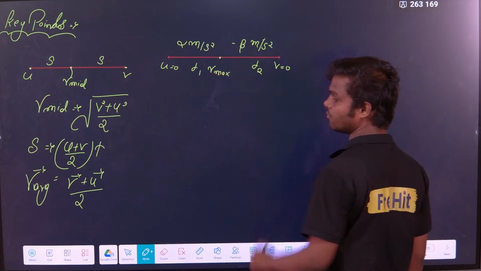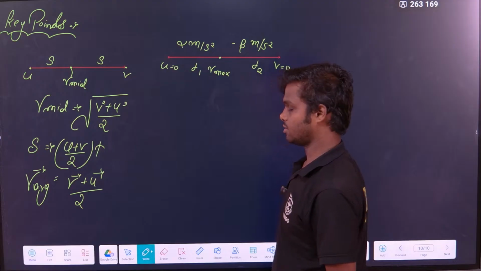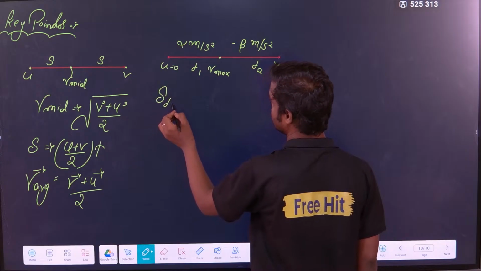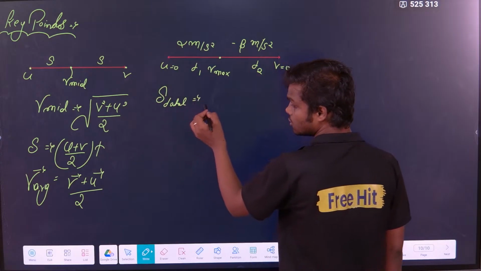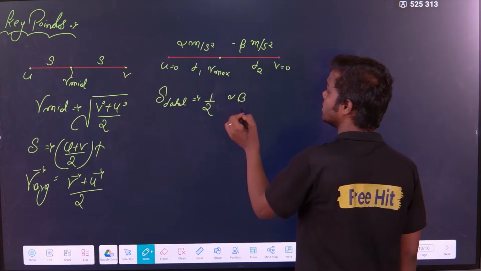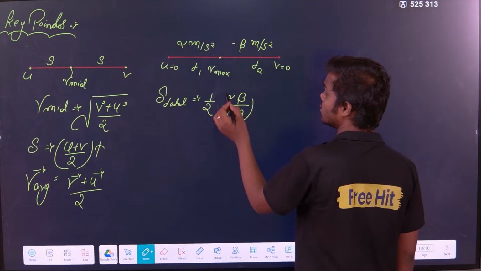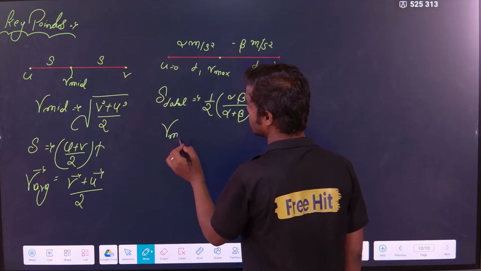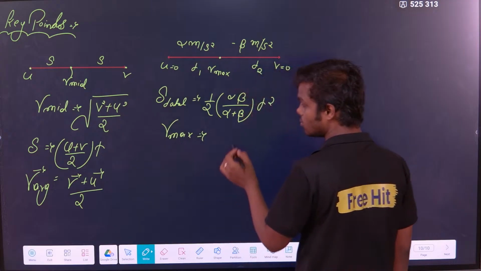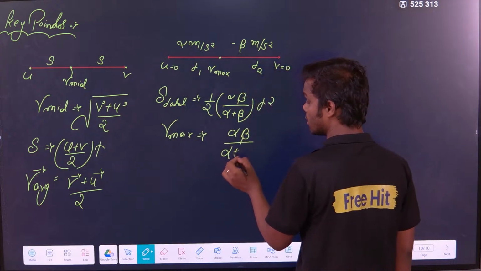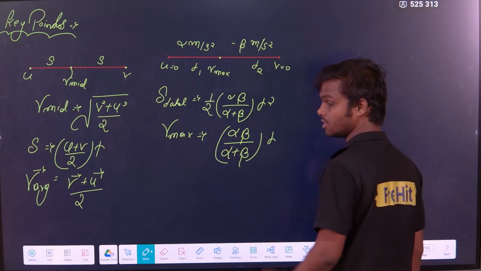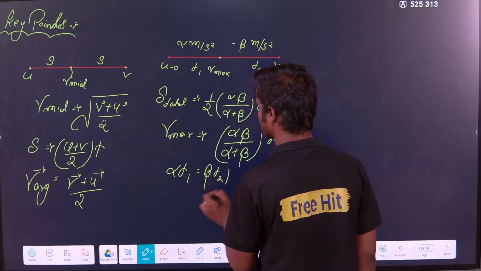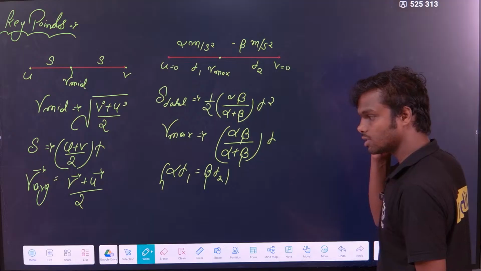So first thing, what is my v max? If I ask you what is the total displacement, the total displacement s total will be half alpha beta upon alpha plus beta into t square. Second thing, I will ask you what is v max. So v max will be simply equal to alpha beta upon alpha plus beta into time t. And the relation between the times is alpha t1 equals beta t2. That is a relation.